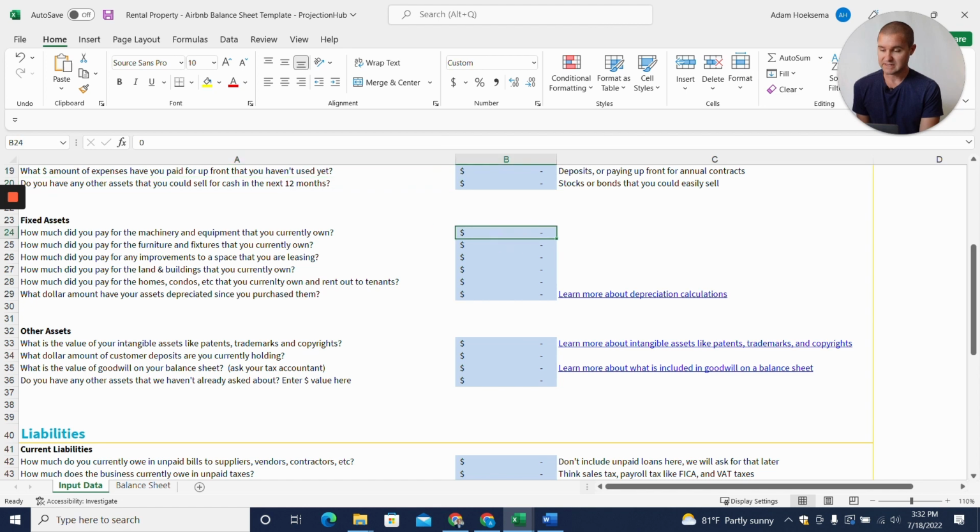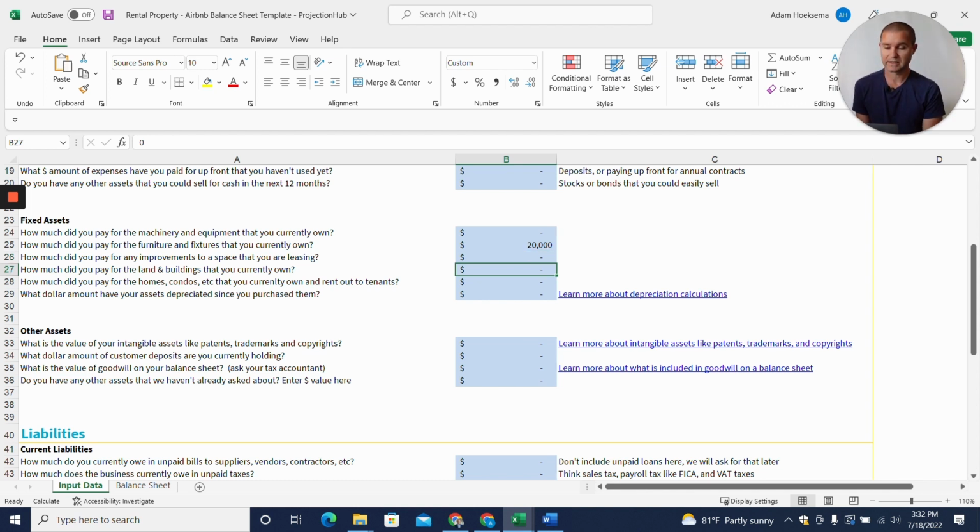All right, so fixed assets. Do you have any machinery or equipment? Well, let's say no machinery or equipment that the business owns. Furniture or fixtures. Okay, maybe you have a couple properties and you furnish them. So maybe you own $20,000 worth of furniture. How much do you pay for improvements to a space that you're leasing? So this is probably going to be 0 in this case, unless maybe you are leasing an Airbnb or leasing a unit, and then you are renting that out to Airbnb tenants. But I think in most cases, you'll probably own the property yourself, and so we'll leave this at 0.